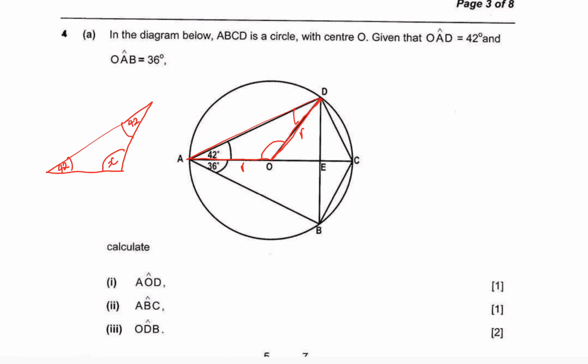Meaning 42 plus 42, what do you get? I'm getting 84. So 84 plus X equals 180. And X is just equal to 180 minus 84. Hence X is equal to 96 degrees. And you are done. So this is 96 degrees. Have you seen why I said we need first to interpret what the diagram is telling us? Don't just jump into circle theorem.